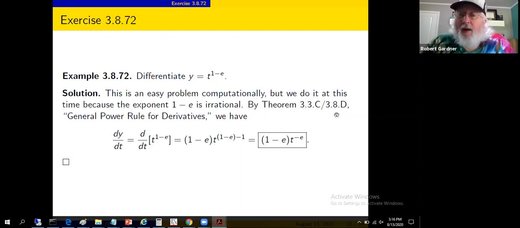So we know now by what we just proved, the general power rule for derivatives, that to differentiate with respect to t to this power, I bring the exponent down and I subtract 1 from the exponent. The reason they felt the need to even bring this up, and I included it in the notes, is because the exponent's irrational. And technically, until now, we didn't have a proof that this is how you differentiate with irrational exponents. But it's the same pattern. Bring the exponent down, subtract 1 from the exponent. It's simplified a little bit here.